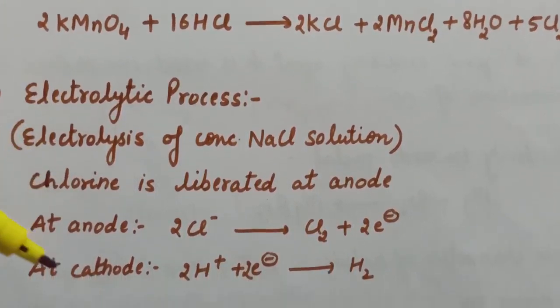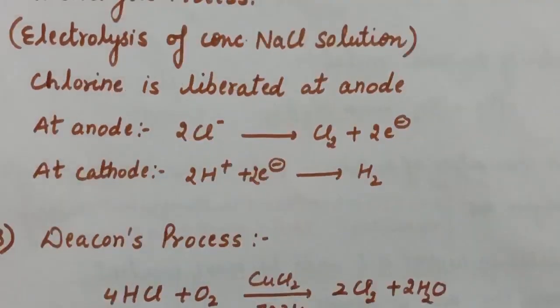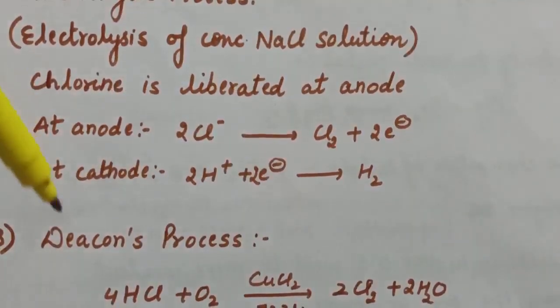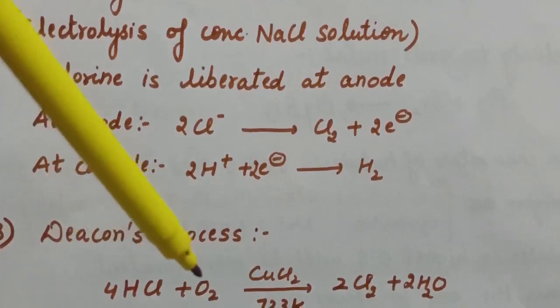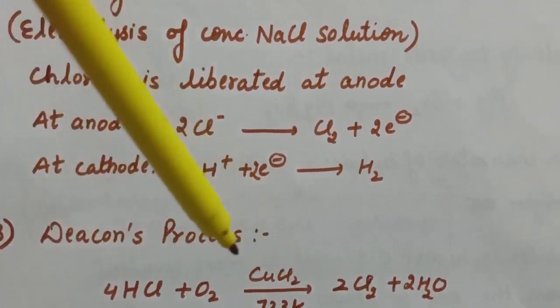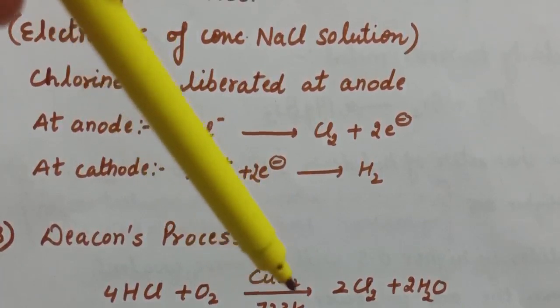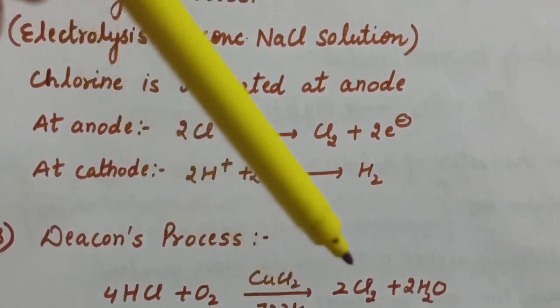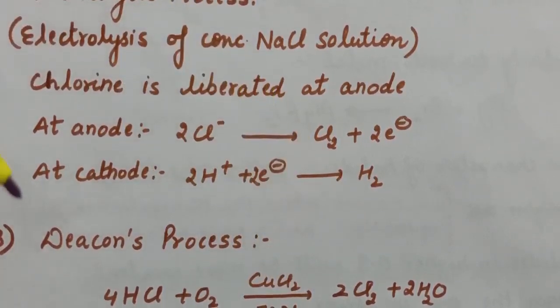Now next is we can also prepare chlorine by Deacon process. Deacon process is reaction of hydrochloric acid with oxygen in presence of CuCl2. This will act as a catalyst and the temperature is 723 Kelvin. So at this temperature Cl2 is obtained. So these are the methods by which we can prepare chlorine.